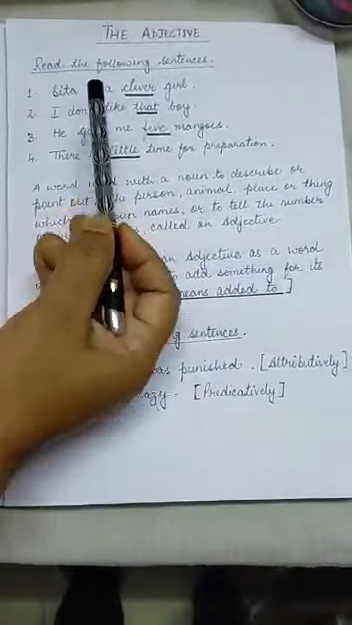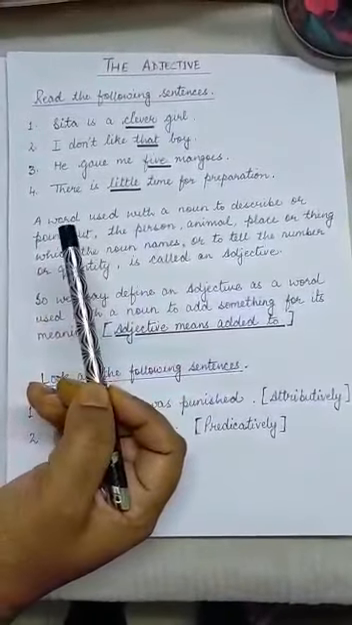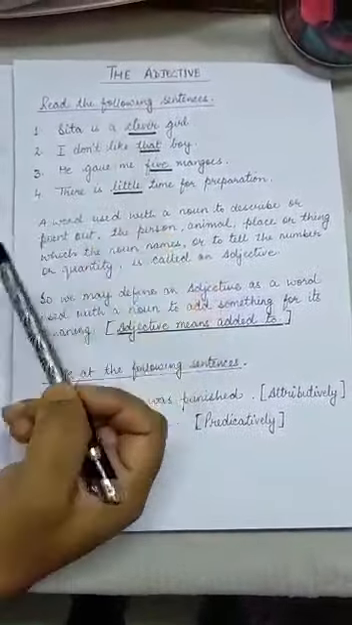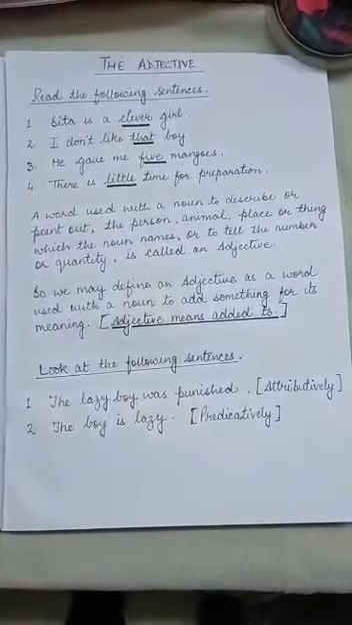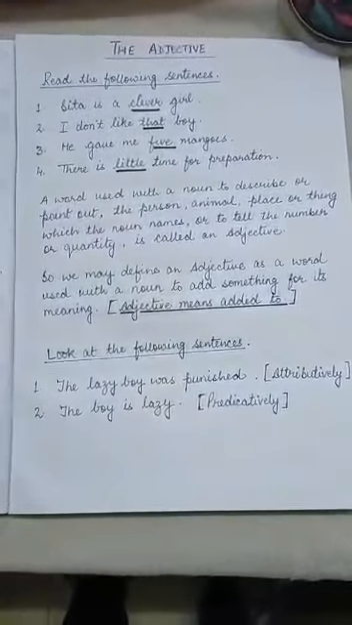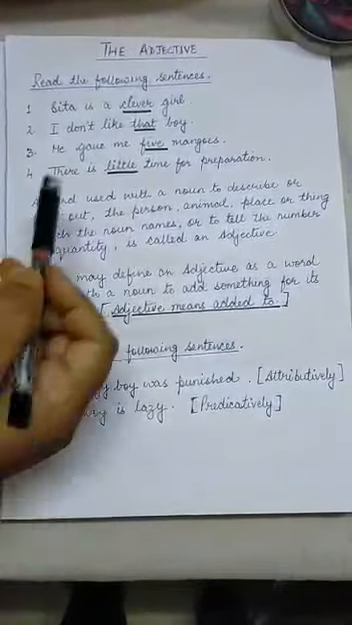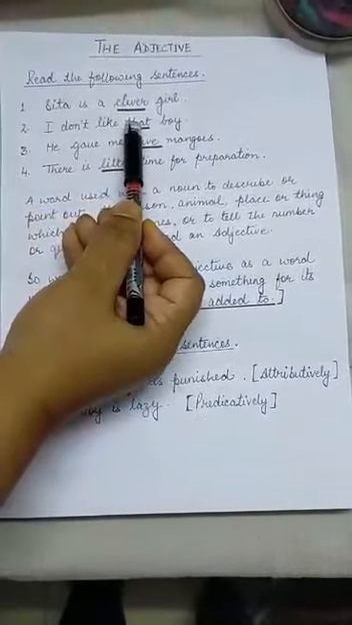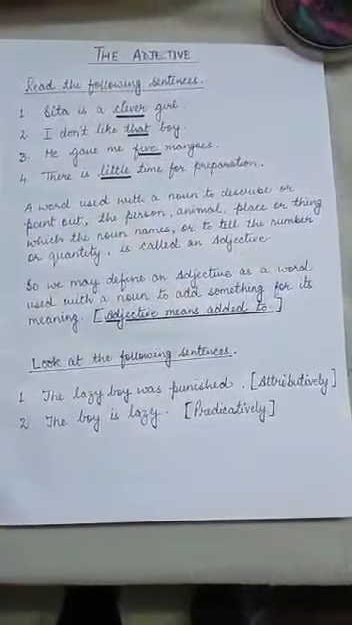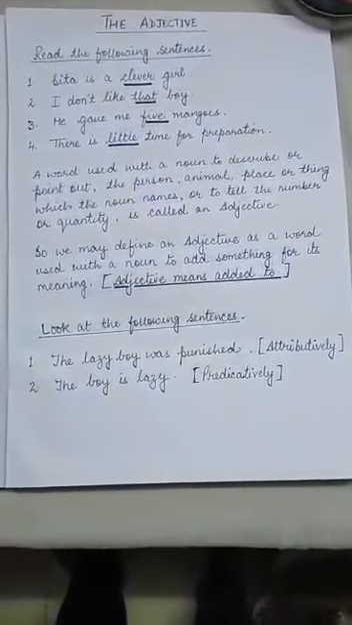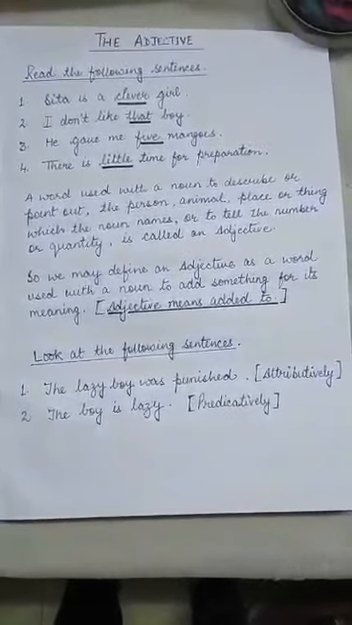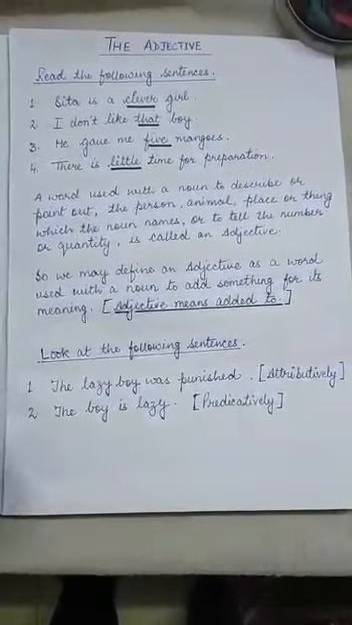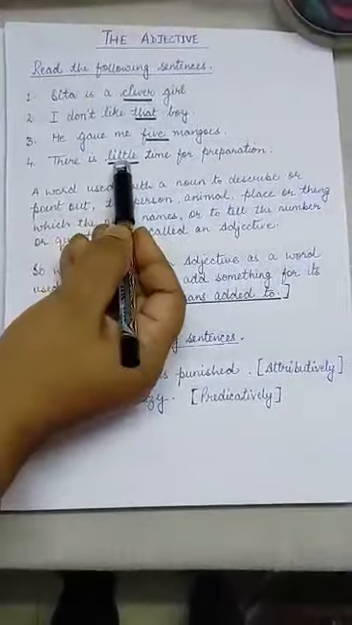Now in sentence number 1, you may see that clever shows what kind of girl Sita is. Or in other words, clever describes the girl Sita. In sentence number 2, that points out which boy is meant. In sentence 3, 5 shows how many mangoes he gave me. And in sentence 4, little shows how much time there is for preparation.